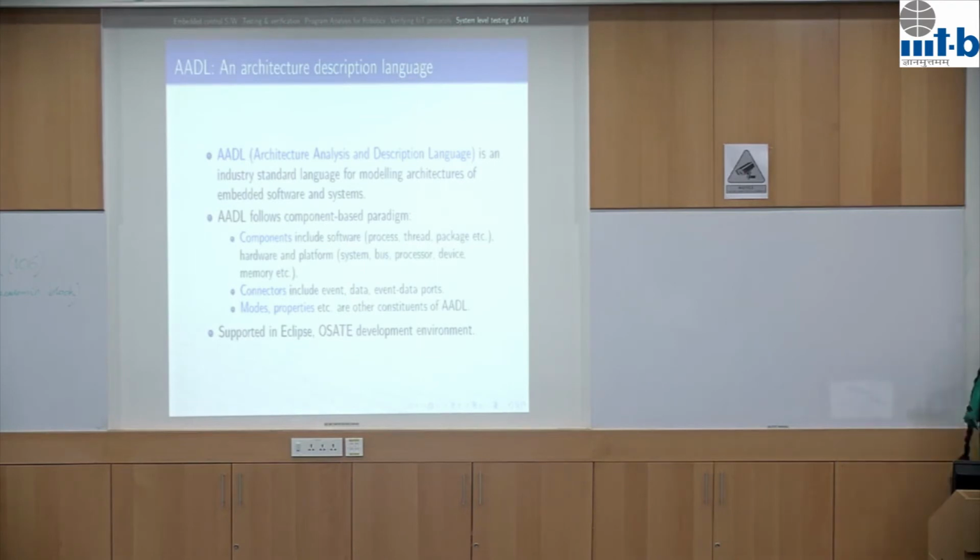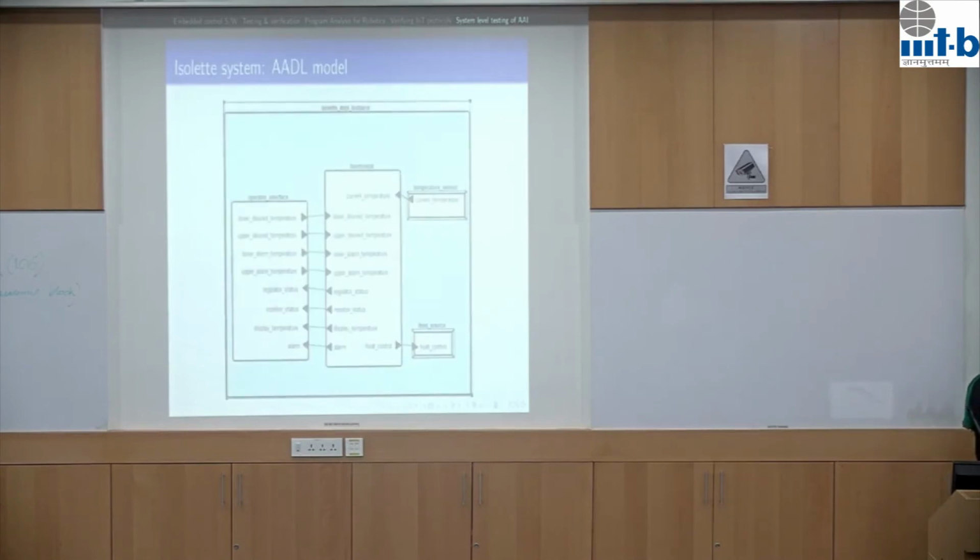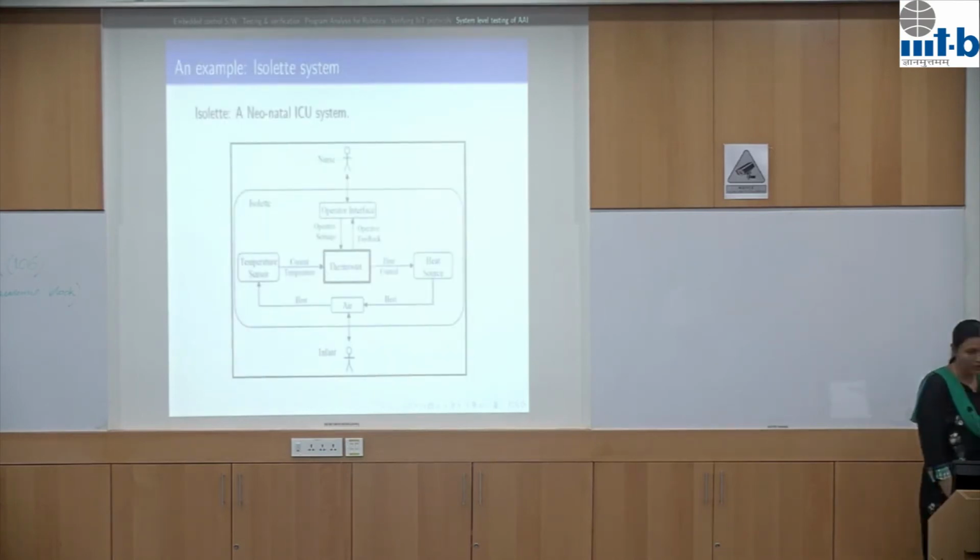So AADL follows what is called component connector paradigm. So there are several paradigms to design software architectures. So components in AADL include software components, which are processes, threads, packages, and all. Then in AADL, you can also specify system, bus, processor, device. And then you can say what connects what. And then you can talk about properties. There is support for AADL in Eclipse, which is a popular tool. I'll show you how an AADL model looks like.